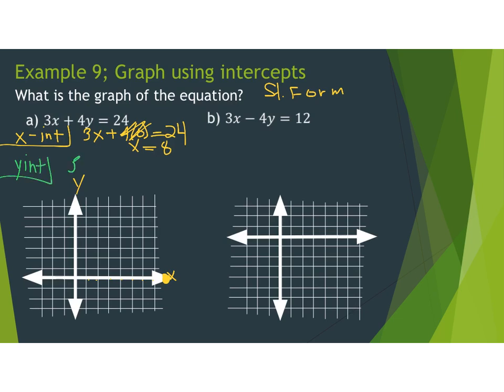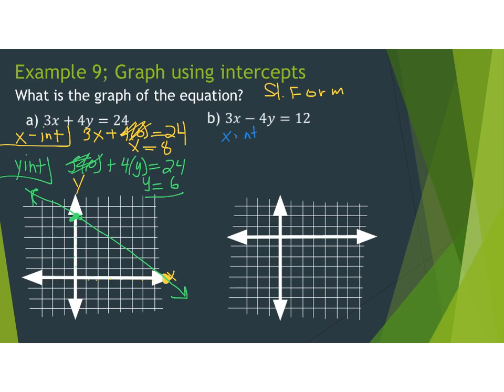putting 0 in for the x. And then solve for y. So that's 0 right there. Divide by the 4, and y equals 6. So we're crossing right there. So those 2 points are on the line, so we just connect those 2 points. And that's our line. Next example, finding the x and y intercepts again.